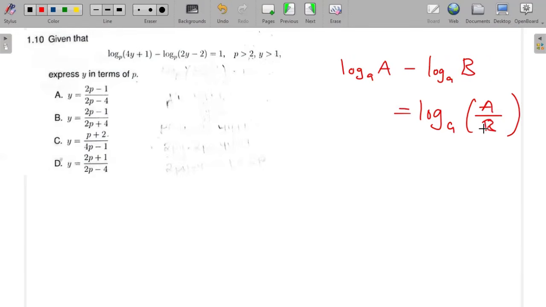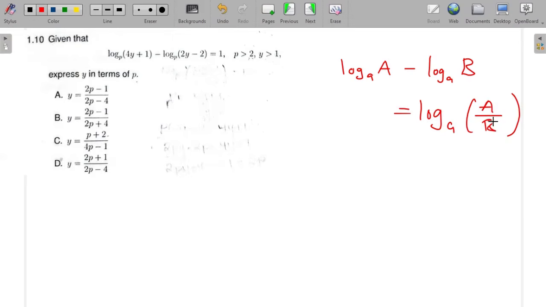Now remember from the properties of logs: if I have log base A of A minus log base A of B, by the properties of logs, it's the same as log base A of A over B. It's the same as this. So that's what we are going to use here.